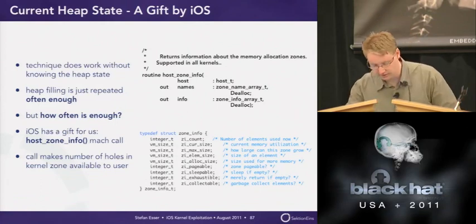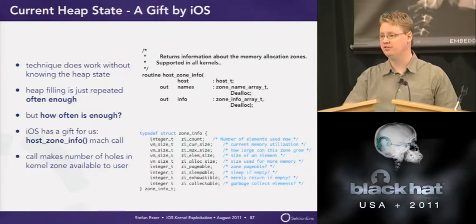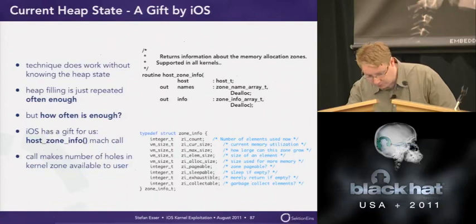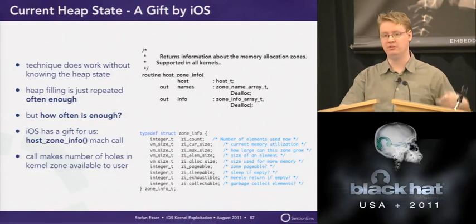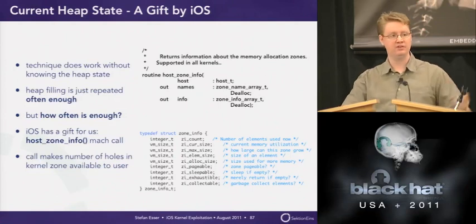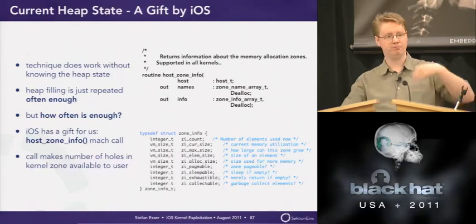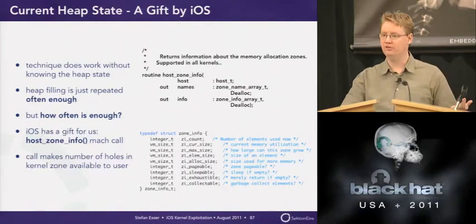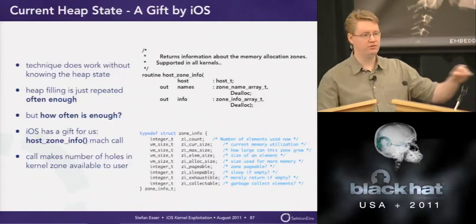This structure contains the count of elements actually allocated at the moment in the zone. It gives you the size of the zone at the moment, and you can divide that by the size of an element, and you know how many elements should be allocated. When you know how many are allocated and how big the zone is at the moment, then you know how many are free. So you know exactly how many holes there are in the heap.